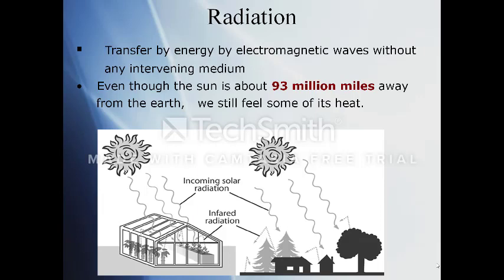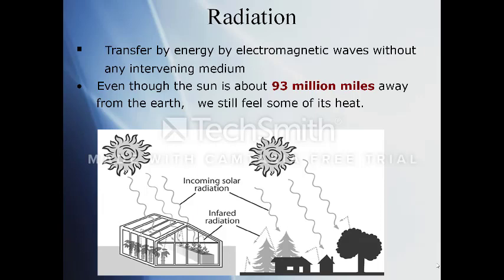Radiation can be defined as the transfer of energy in the form of electromagnetic waves even without any intervening medium. So for conduction and convection heat transfer to happen, there should be a medium, but radiation can happen even in vacuum actually. So that is one difference.